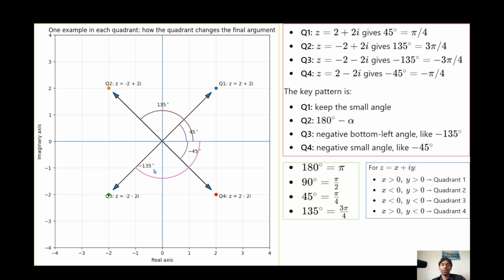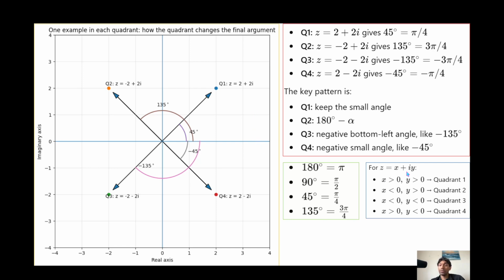With quadrant 3 we have z is equal to minus 2 minus 2i. Again we start with the positive real axis, we meet the vector and then we get minus 135 degrees. And with quadrant 4 we have z is equal to 2 minus 2i, and when we start from the positive real axis and meet the vector we get minus 45 degrees. In each case all we're doing is changing the sign of the x and y values.